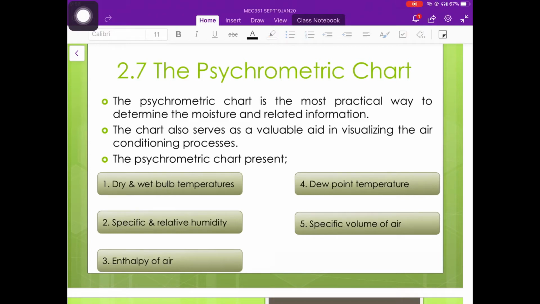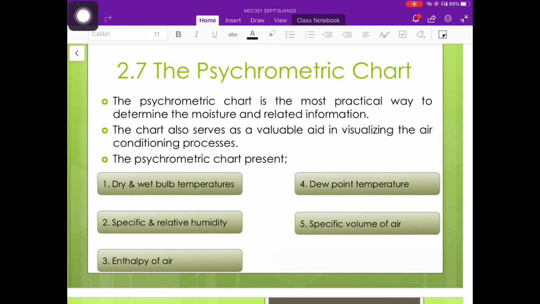Next, we are going to look at the psychrometric chart. Previously, in our discussion on the terminologies, we have already looked at several properties that can be found using the equation. Some of them are specific and relative humidity, the enthalpy of air, and also dew point temperature.